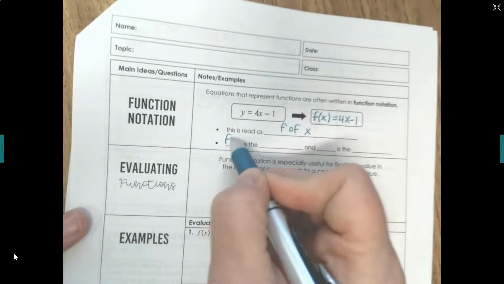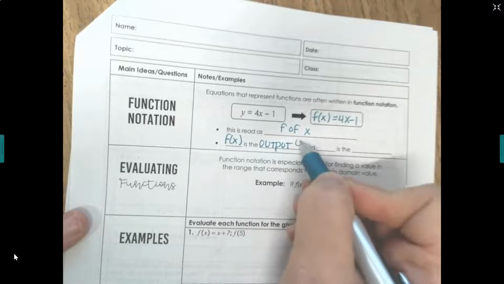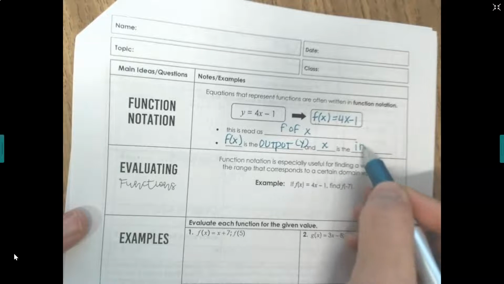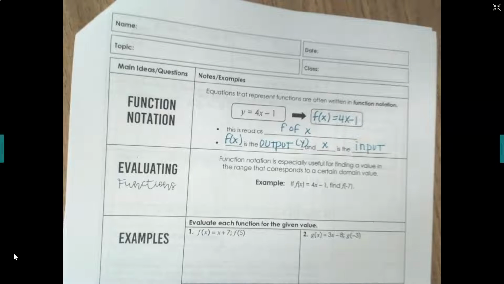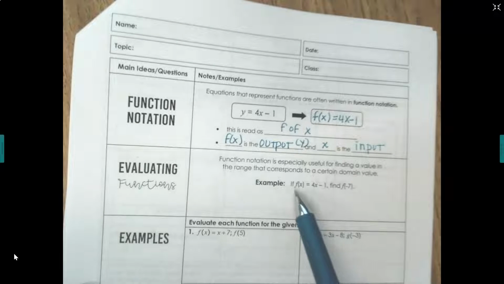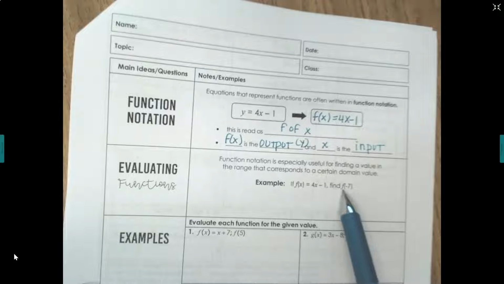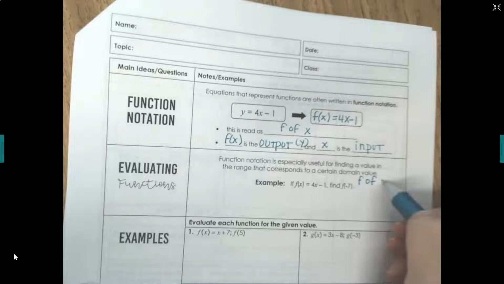So the f of x is the output, and that just means the y value. And the x is called the input. It takes us back to when we were talking about function and not a function previously. So in order to evaluate a function, function notation is used to tell you what you're going to be plugging in. So here we have an example, and this says if f of x equals 4x minus 1, find f of negative 7.